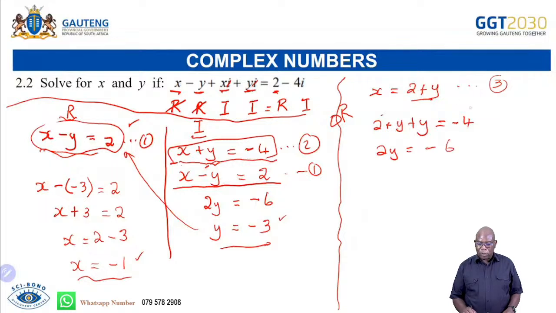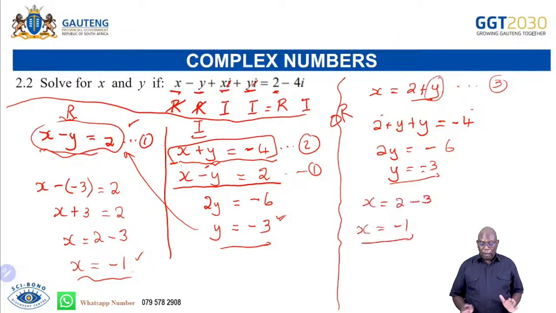If I transpose that to that side, then I'll have y equals negative 3, which is the same as that one. Then I can just substitute this one here to get x equals 2 minus 3, which will give me x equals negative 1. So I can get that answer. You can use either of those methods, they'll still give you the same answer.